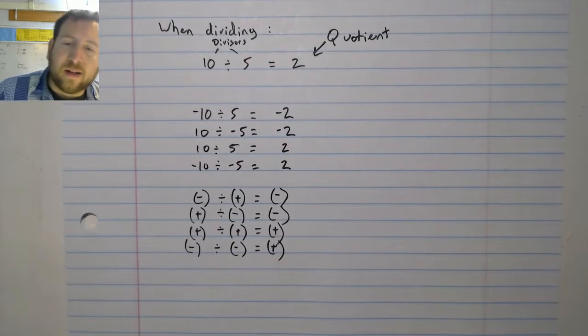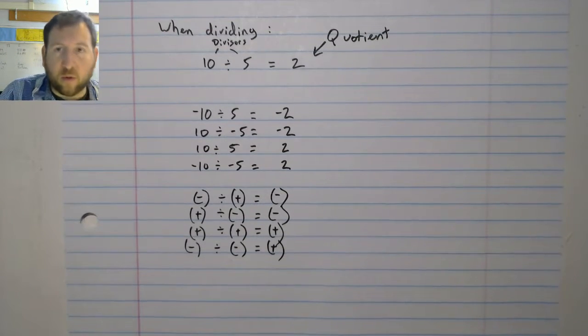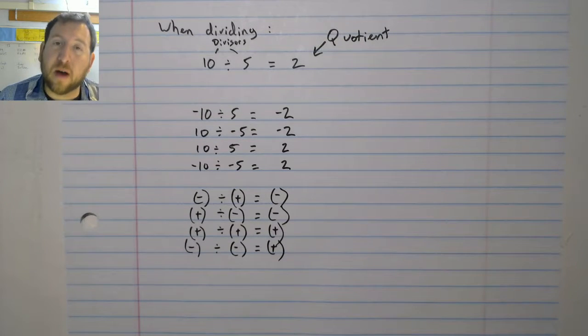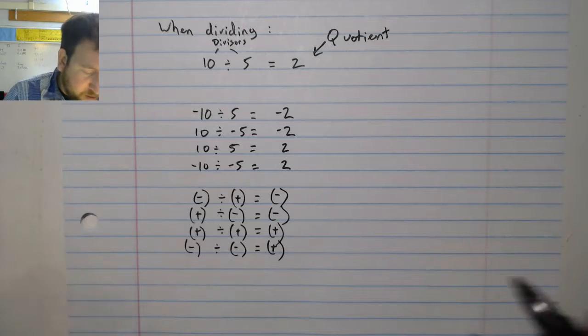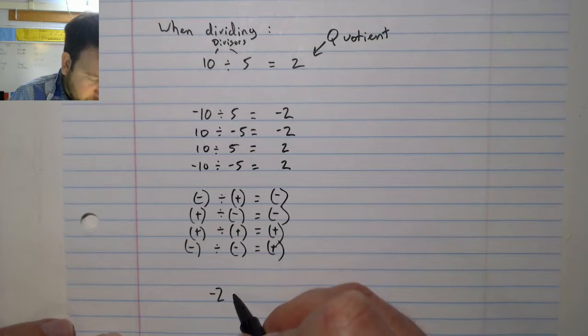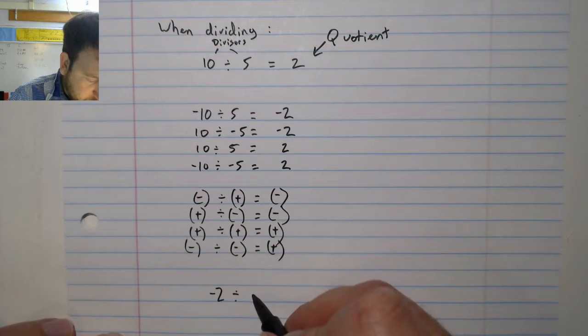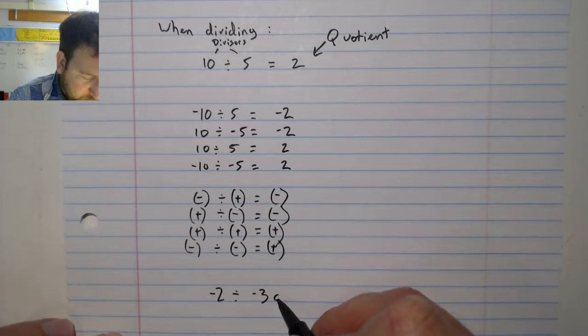Now, sometimes we're going to end up with a lot of things that we are multiplying together, and we have more than one. And the best way to do that, I find, is to kind of count them up and see what wins. For example, say I have negative 2 divided by negative 3a.